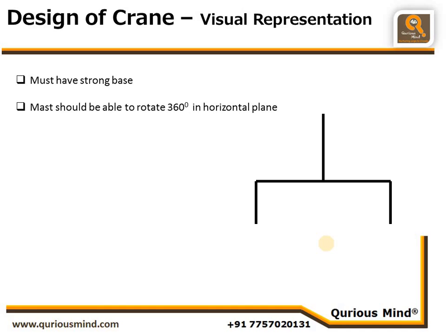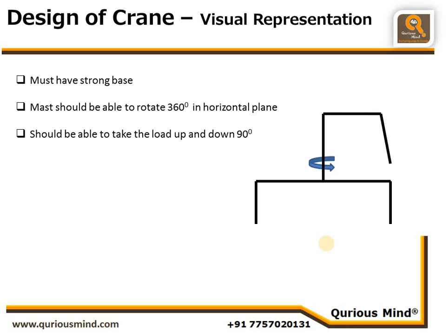Then we should have a mast which is able to rotate 360 degrees in a horizontal plane. So we have shown the rotation. So this is a horizontal plane rotation. Then we should have an assembly which takes the load up and down, and that should be able to rotate 90 degrees up and down. So this is our rough sketch of the crane. We have still not taken care of one requirement at this stage. We will ensure that we take care of that requirement before we come to our final design.